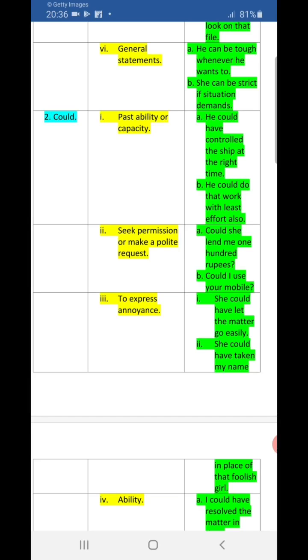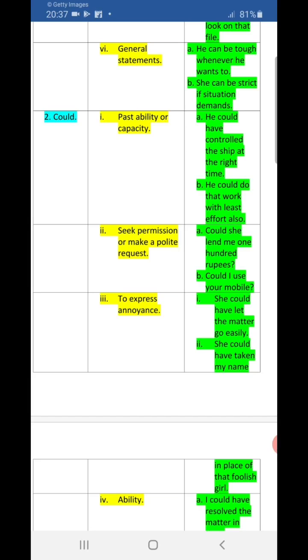Next, number 2. Seek permission or make a polite request. Example number A. Could she lend me 100 rupees? So it is almost like making a request or seeking permission or making a polite request. Number B. Could I use your mobile? So it's basically a polite request.